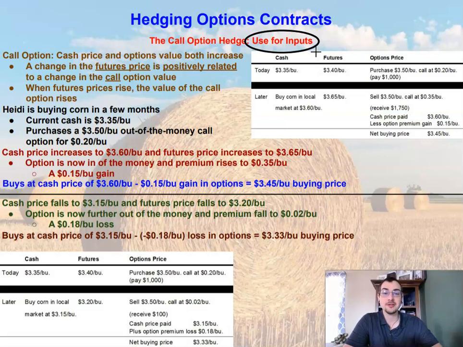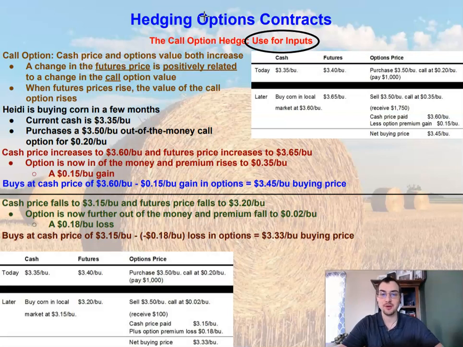Remember, a call option gives us the right but not the obligation to buy a commodity or futures commodity contract at a specific predetermined strike price. It gives us the right but not the obligation to buy that underlying futures contract, or to take that long position. So if we're going to be buying and prices go up, the value of that call option is actually going to increase.